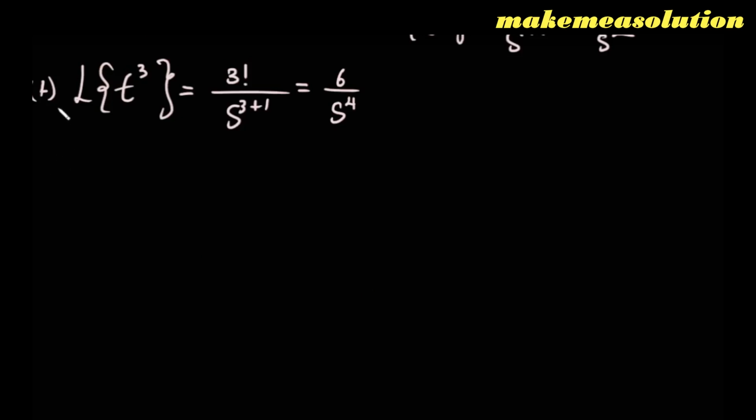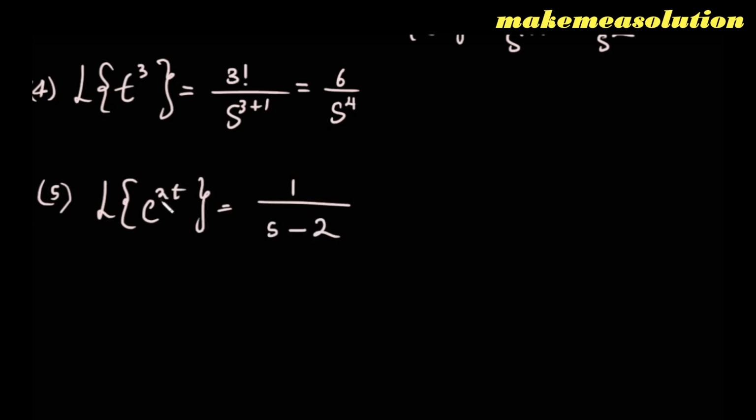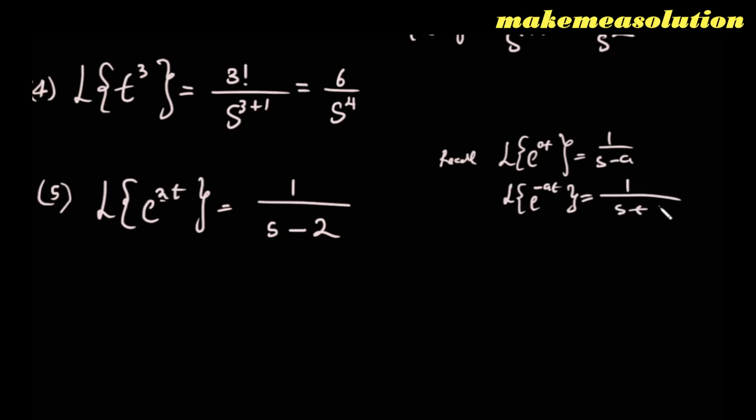Another thing that you may want to remember is for exponential functions. The Laplace transform of exponential 2t is going to give you 1 all over s minus 2, because of this 2 here, since it's positive. So you want to recall that the Laplace transform of exponential at is 1 over s minus a, while the Laplace transform of exponential minus at is 1 all over s plus a.